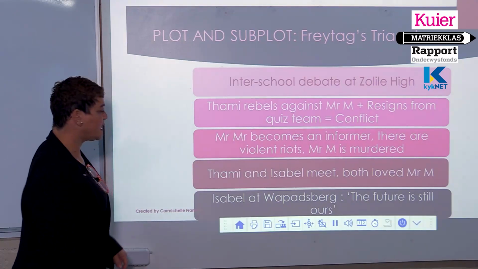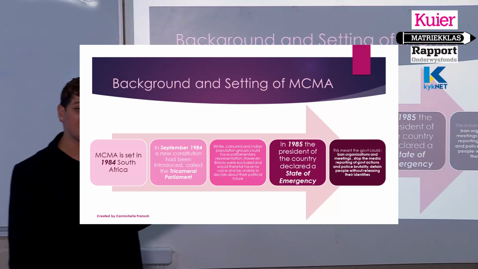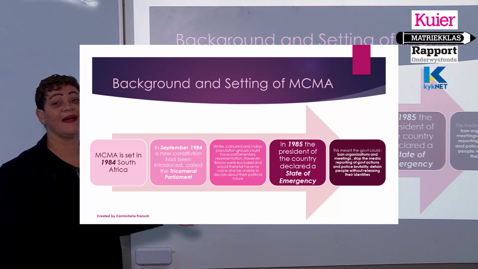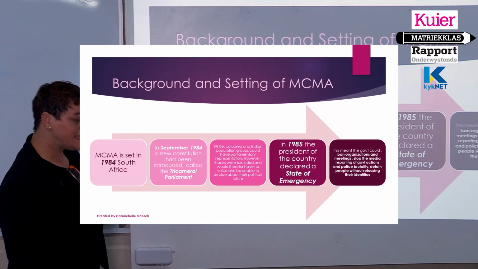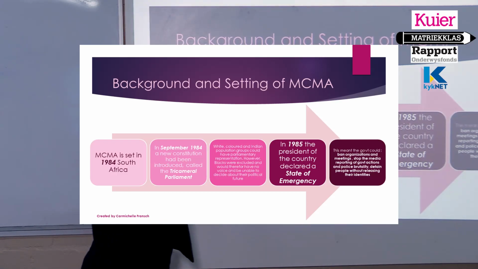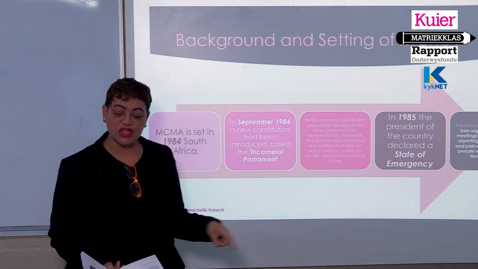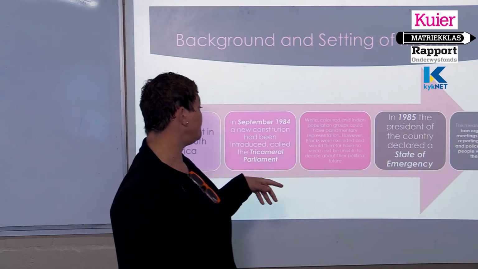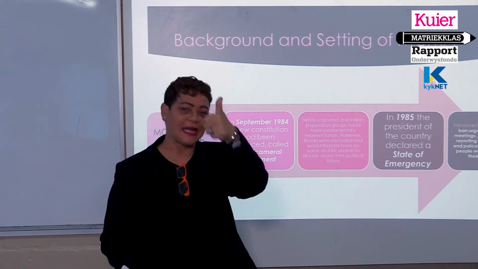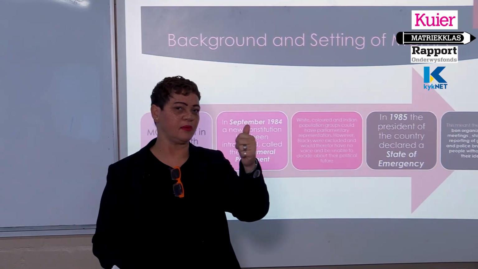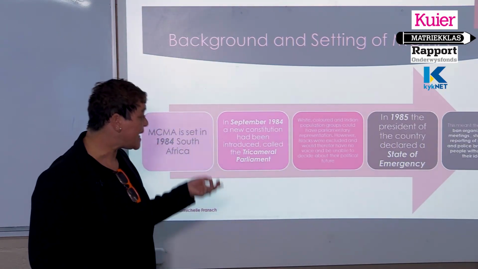Now, grade 12. One of the other elements, background and setting, this is my favorite part of explaining the elements of the drama, because I'm so fascinated by the fact that this happened. So, set in 1984 South Africa, I've told you that. So, in September of 1984, something very interesting happened. There was a new constitution introduced, and this constitution was called the Tricameral Parliament, as tri would be three. So, colored people, white people, Indian people, they all had parliamentary representation. What does that mean? They all had a voice.